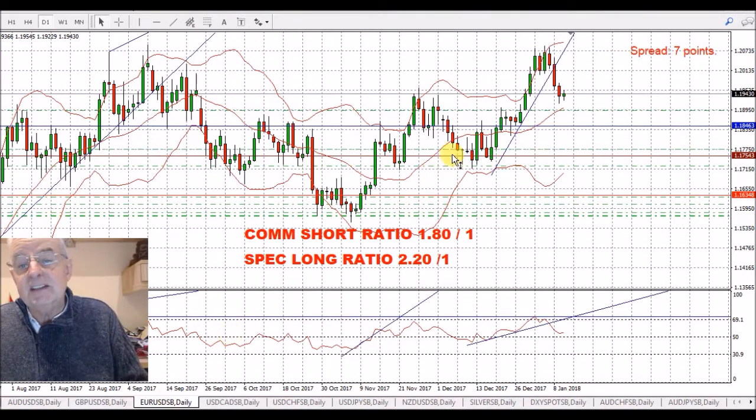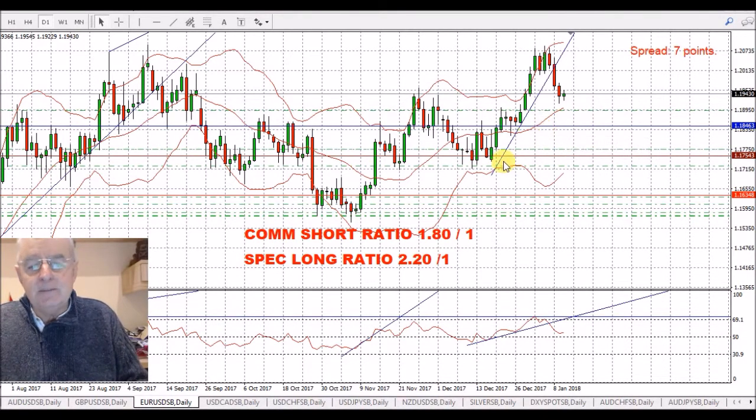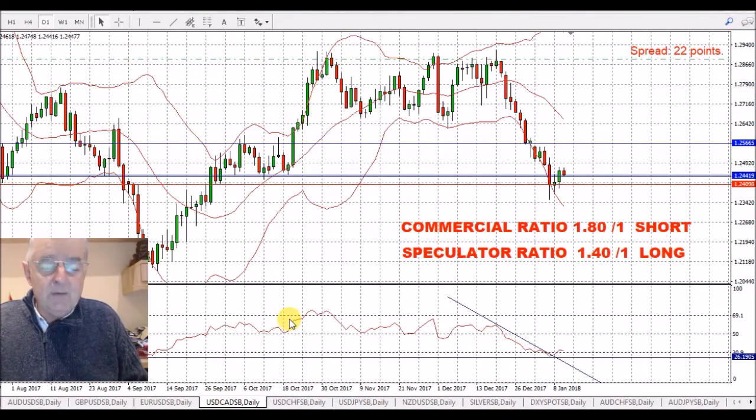Euro USD came down nicely the last 3 days. A little bit of weakness this morning, but I do feel that this is going to follow through the rest of the week. So we'll see the strength coming through for the dollar, and we will follow through with this quite nicely.